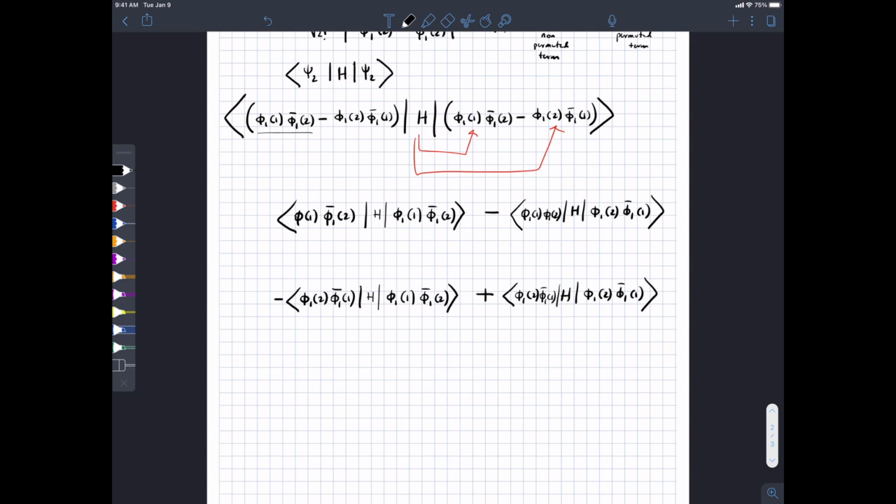This term is a non-permuted integral. And so is this one. In contrast, these 2 negative terms are permuted integrals.